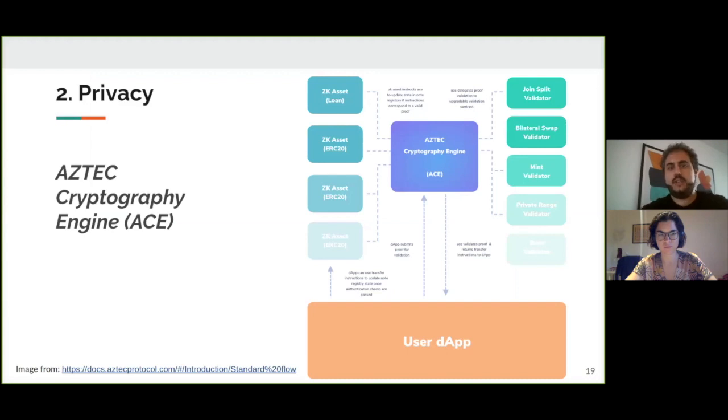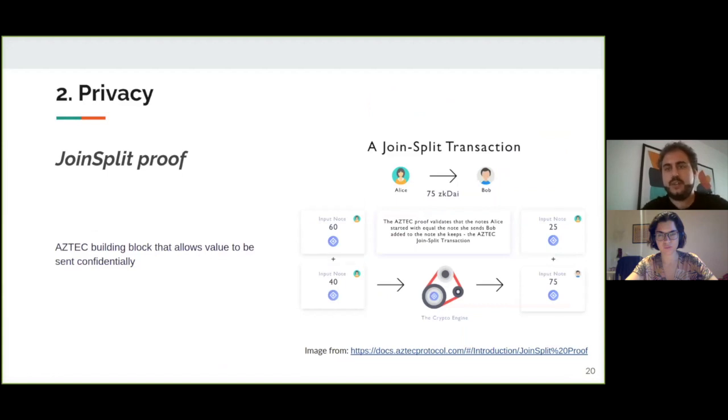And this is achieved by leveraging the Aztec cryptographic engine that uses homomorphic encryption, as well as zero-knowledge proofs, specifically zk-SNARKs, and in the future PLONK, that allows any asset, any ERC20 token, to be wrapped into the system and transferred by a special transaction called join-split, by which the agents in the system, Alice and Bob, are anonymous, as well as the transfer amount, in this case 75 zkDAI.